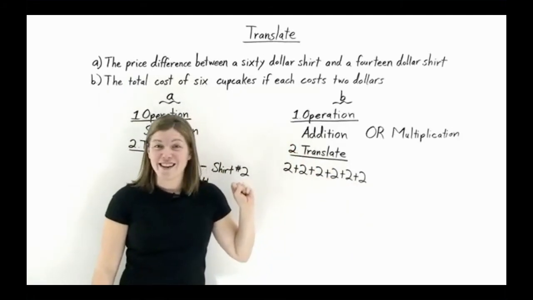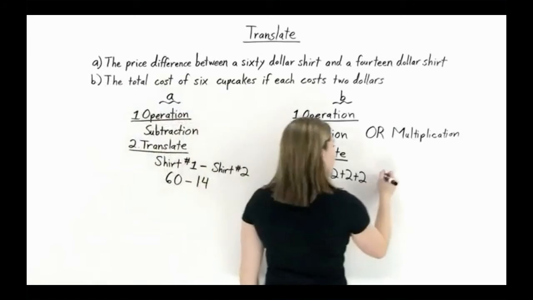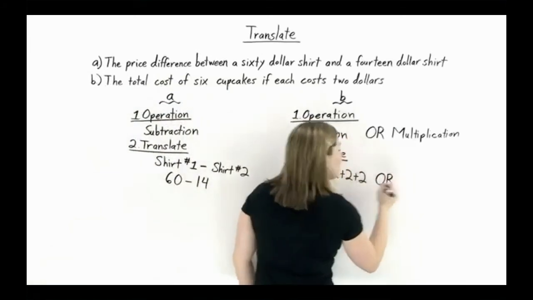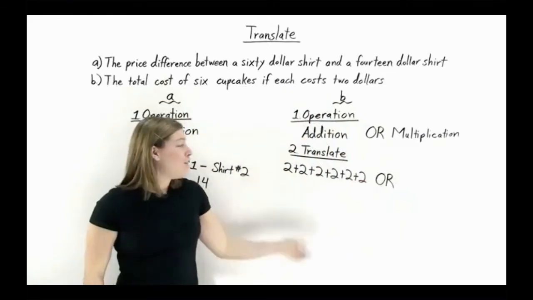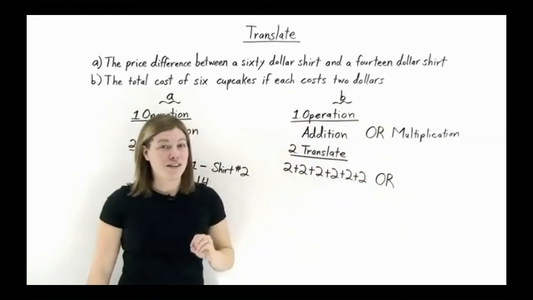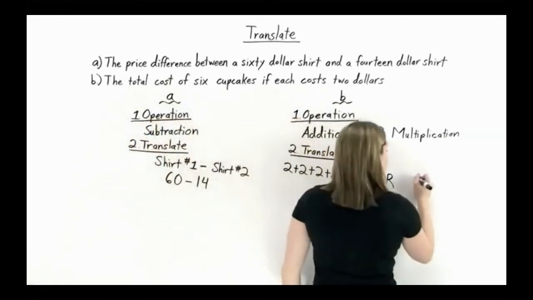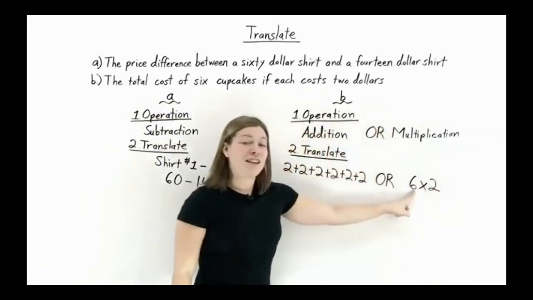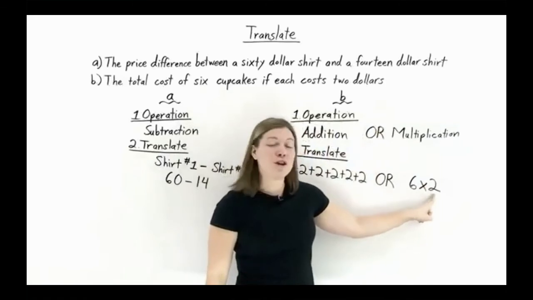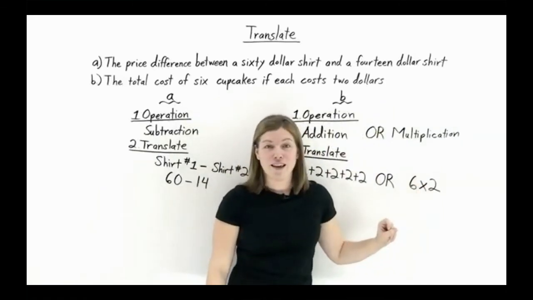Great! Now let's take a look at multiplication. Remember, each cupcake costs the same amount. So we could take 2 and add it together 6 times. Or we could do this, 6 times 2. 6 is the number of cupcakes, and 2 is the price of each cupcake.